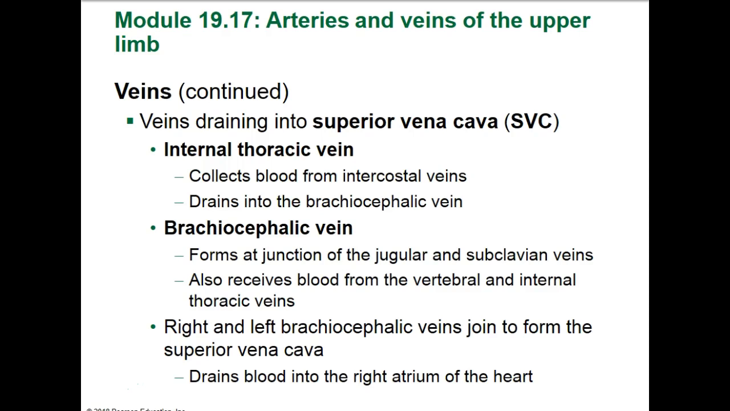Okay, the veins that drain into the superior vena cava now, so we're coming to the heart. The internal thoracic vein collects blood from the intercostal veins and drains into the brachiocephalic vein. The brachiocephalic vein forms at the junction of the jugular and subclavian veins. It also receives blood from the vertebral and internal thoracic veins. The right and left brachiocephalic veins join and form the superior vena cava, which drains blood into the right atrium of the heart. So now we're back at the heart.